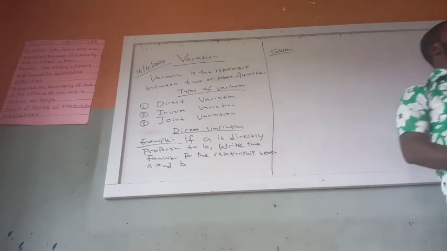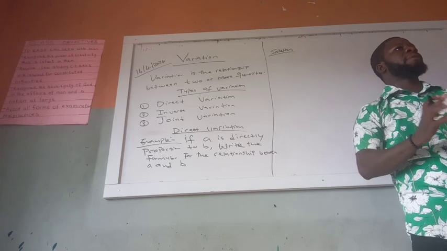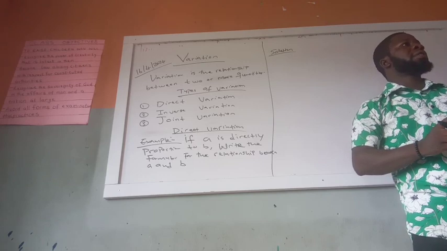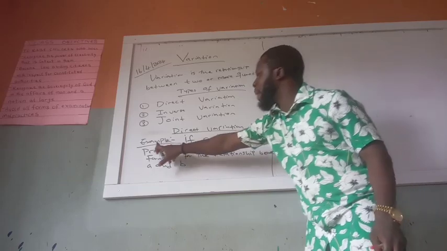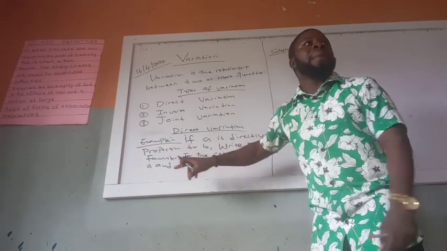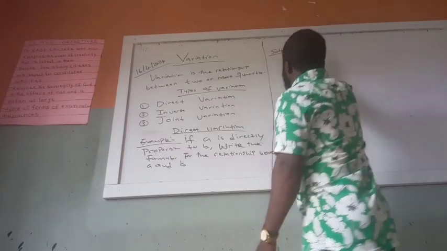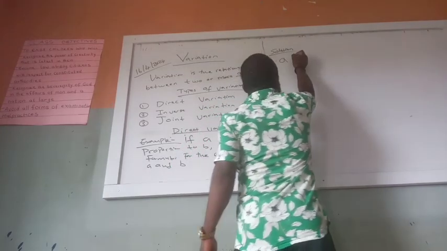Now, I believe you've heard of proportionality before. Have you heard of proportionality before? Do you know the sign? You know the sign for proportion. So it is direct, but it's a proportion. So I will write A, which means, when you say proportion, it's like this.